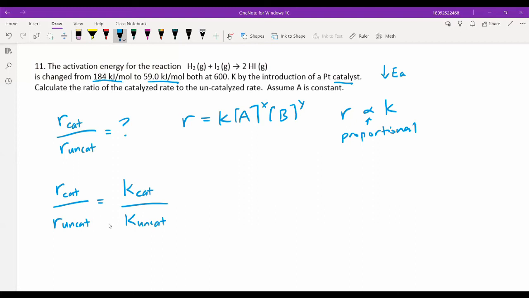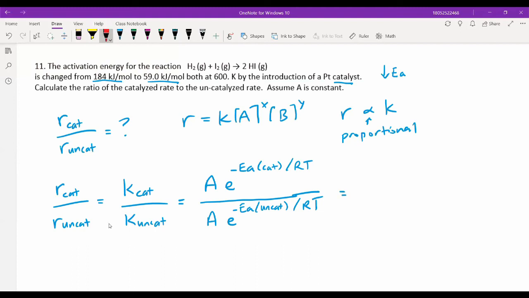And because we have the Arrhenius equation, we can now say, okay, well, how can I express K? And this is where you can just go look on your information page. K is A times e to the negative EA. I'll just make a note, this is the catalyzed activation energy. And then the uncatalyzed K would just be the same thing, except you have the uncatalyzed activation energy. Because A is the same, again, we don't need to know what that is, it cancels out.